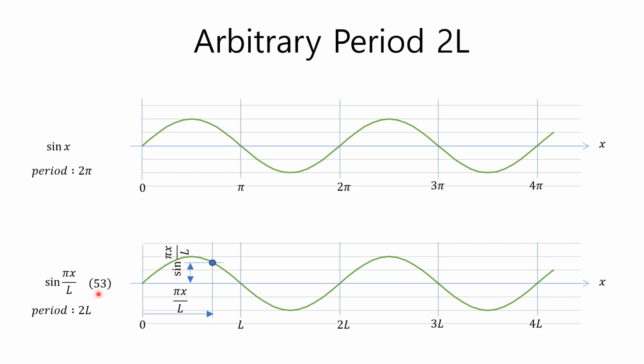If an arbitrary period is 2L, the period of the trigonometric function is 2 pi, so the value corresponding to pi is L, which is half the period. Therefore, a periodic function with an arbitrary period of 2L can be expressed as equation 53. In equation 53, if x is L, the function value is sine pi, and if x is 2L, then sine 2 pi, if x is 3L, then sine 3 pi, and if x is 4L, then sine 4 pi, and so on.